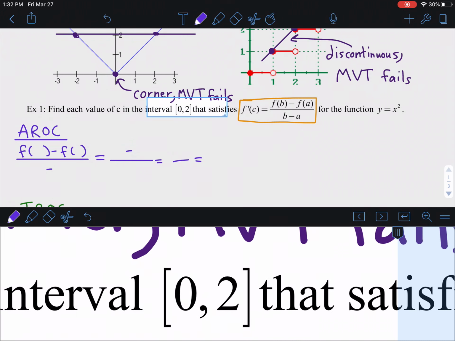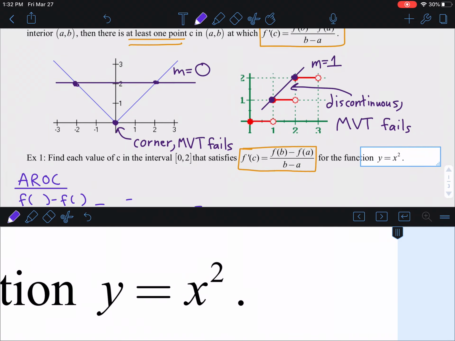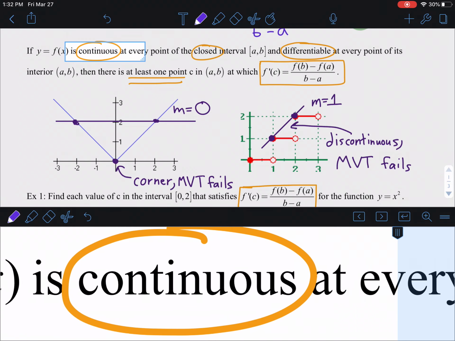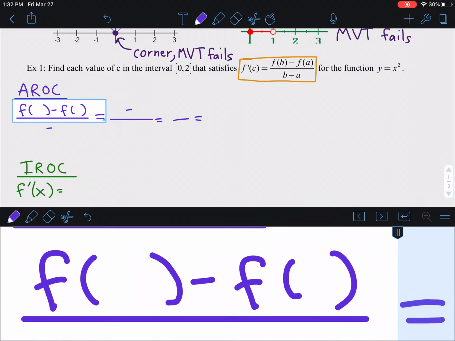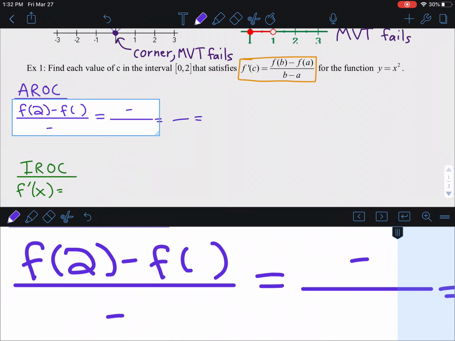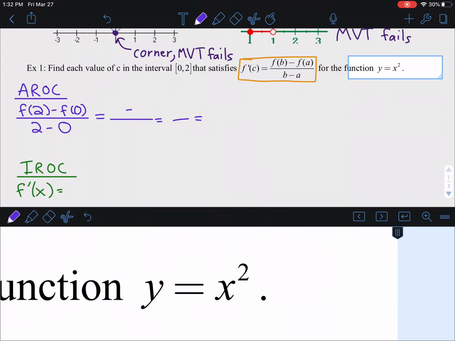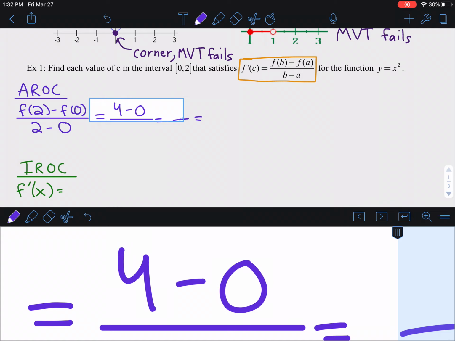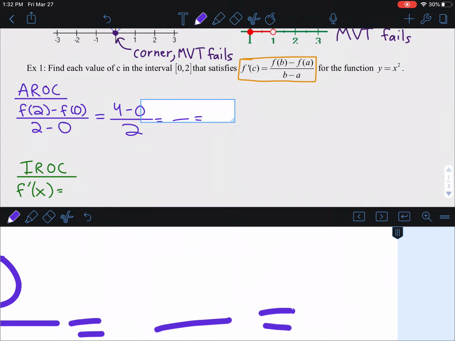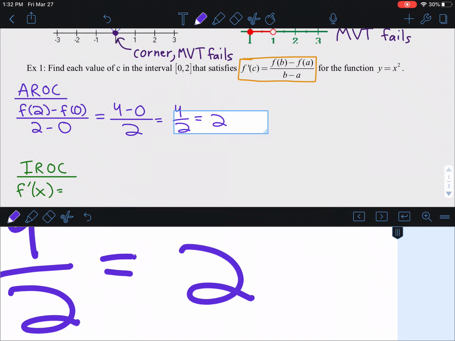So AROC. This interval is from 0 to 2. Y equals x squared is a polynomial. It's continuous everywhere and differentiable everywhere, so I don't have to worry about any of those. Let's calculate. I'm going to do f of 2 minus f of 0 over 2 minus 0. These should be easy calculations because this is a nice little polynomial, just x squared. So we get 4 minus 0 over 2, which gives me 4 over 2, and so the average rate of change is 2.